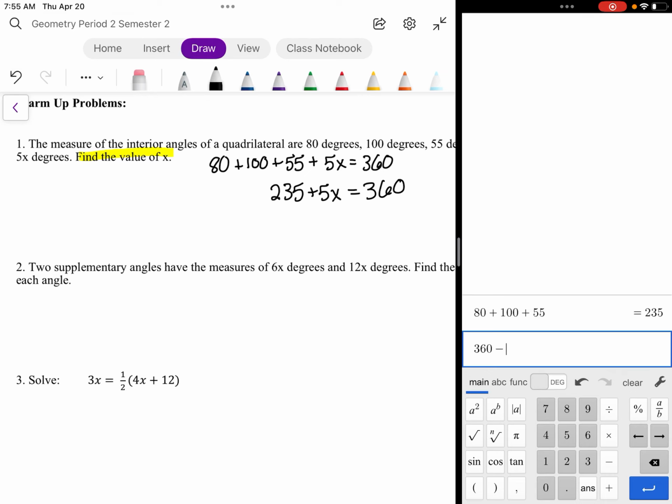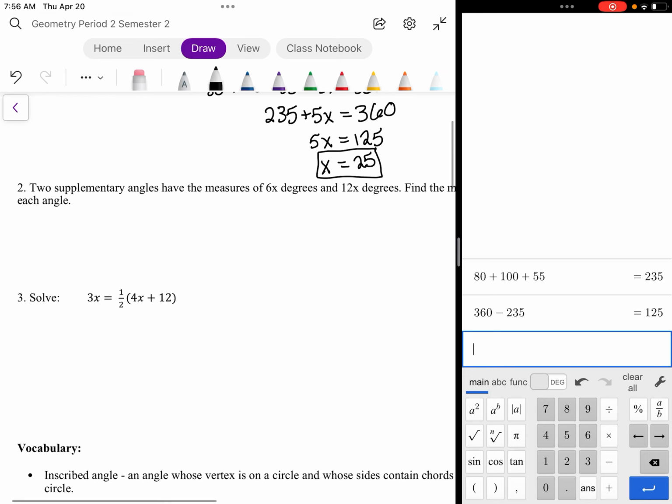Then on both sides, we're going to subtract the 235, and that gives us 5x equals 125. And our final step, divide by 5, and that will give us 25 for our answer.